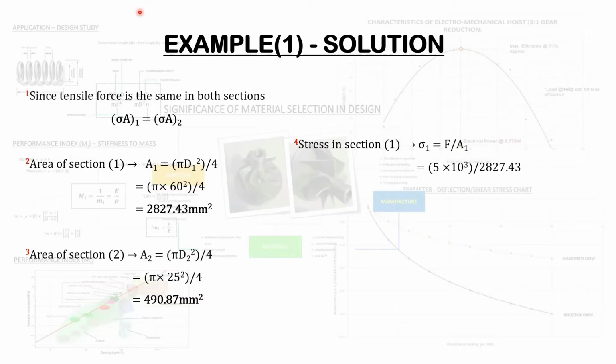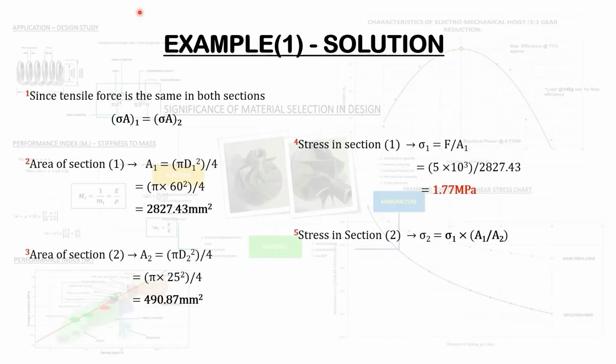We can then proceed to calculate the stress in one section. We're going to calculate the stress in section 1 using the fundamental formula: stress is equal to force over area. In this case, sigma 1 will be equal to the force divided by the cross section of section 1. That will be equal to 5,000, so don't forget this is 5 kilonewtons, divided by A1, which is 2827.43, and that will yield a stress of 1.77 MPa.